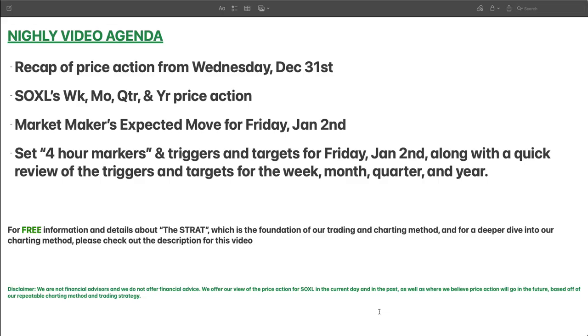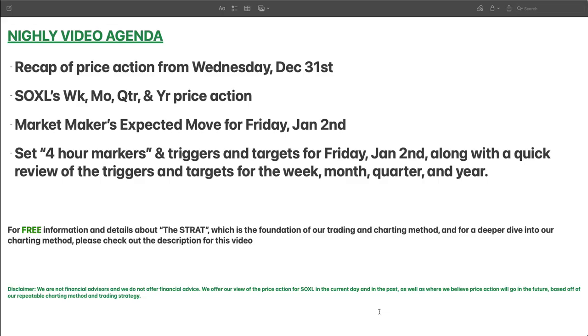But then we'll go ahead and zoom out like we always do, look at the week, month, quarter, and year. It is not a new week on Friday, but it is a new month, a new quarter, and new year starting on Friday. So it'd be important to make sure we zoom out and get level set and know where we're at for the start of the new year.